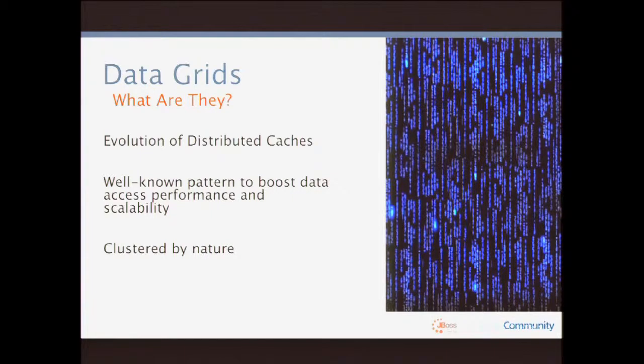Now, data grids are a step beyond distributed caches. They're a step beyond in the sense that it's not just a simple put and get and remove API. That's not all you do with a data grid. You can do other stuff as well, like you can query a data grid. You can write filters. You can do things like MapReduce against your data, which is, again, very useful when you're thinking about a distributed environment.